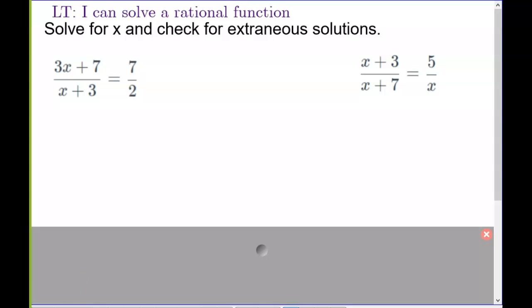My only hint when you're solving this is when you do cross multiplication, remember the 3x plus 7 is grouped together. So you should put parentheses around that, and same thing with the x plus 3. And I'll give you a minute.